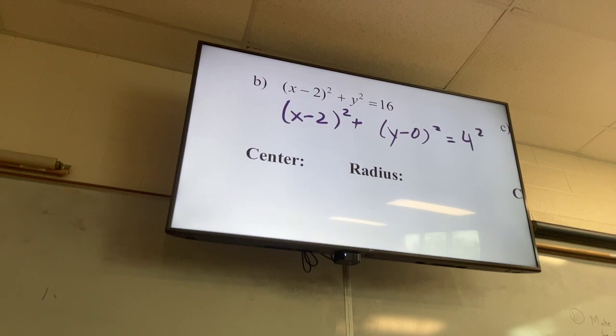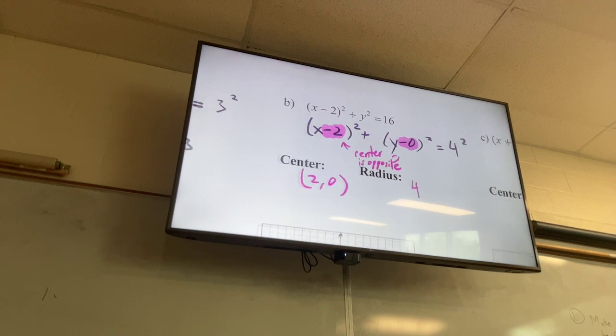All right, so what's my center here? Not negative, they're opposite. Okay? My points are opposite. Center is the opposite of these two. 2, 0. What's my radius?